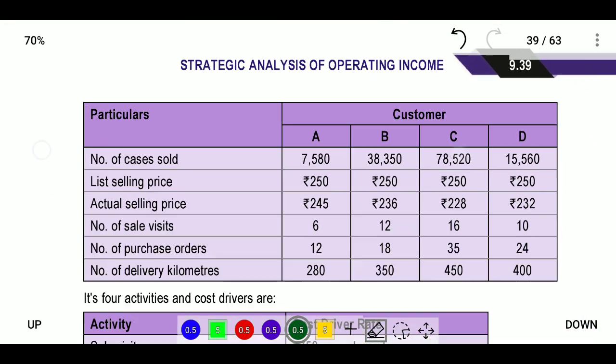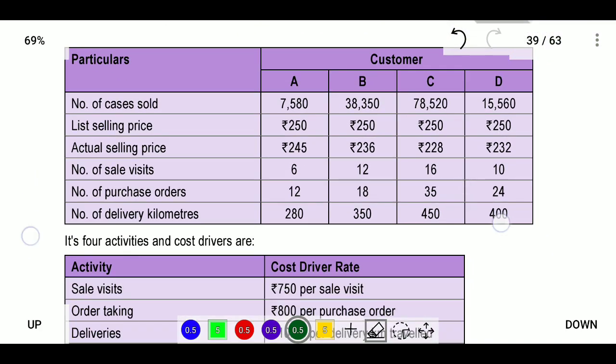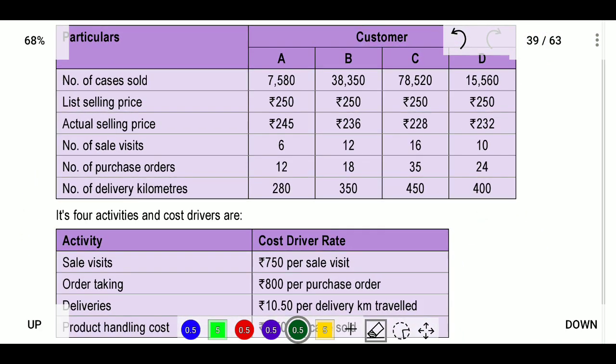Next, what information is provided? Number of cases sold 7,580, list selling price will be 250 and actual selling price will be 245. So 250 minus 245, there is a 5 rupees discount. They are providing a 5 rupees discount. Okay, good information. From this, we get the discount.